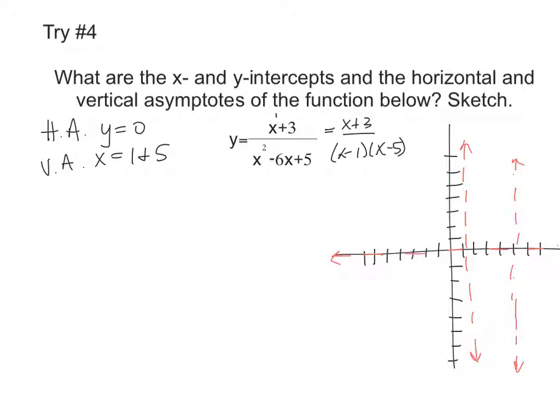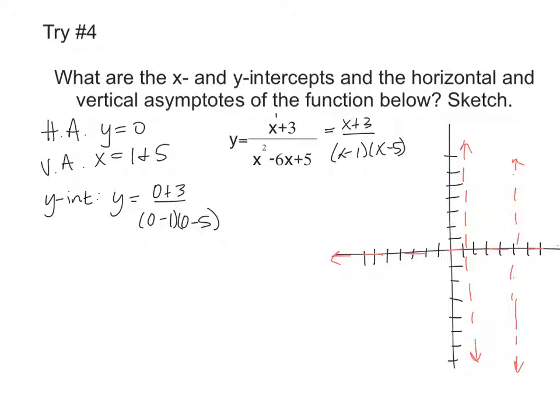All right, so those are the asymptotes, and then the intercepts, right? So we need to find our x and y intercepts. Remember, to find your y-intercept, you need to make x 0. So that would be y equal to 0 plus 3 over 0 minus 1 over 0 minus 5.